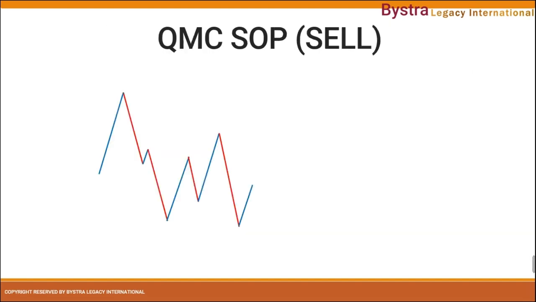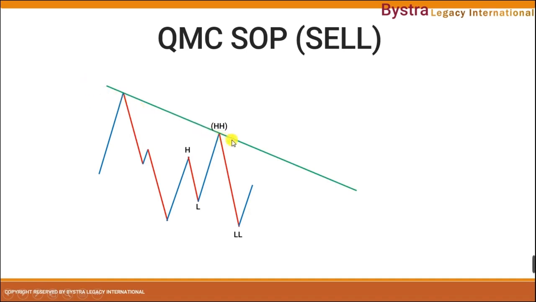Alright, so now let's go to the SOP for the QMC. This is a sell setup. As we can see here, this is how the price pattern looks. Before the price comes back to this area, we can see there's a QM in this area. So let's mark the structure. We have the high, low, higher high, and the lower low. So we mark the trend line.